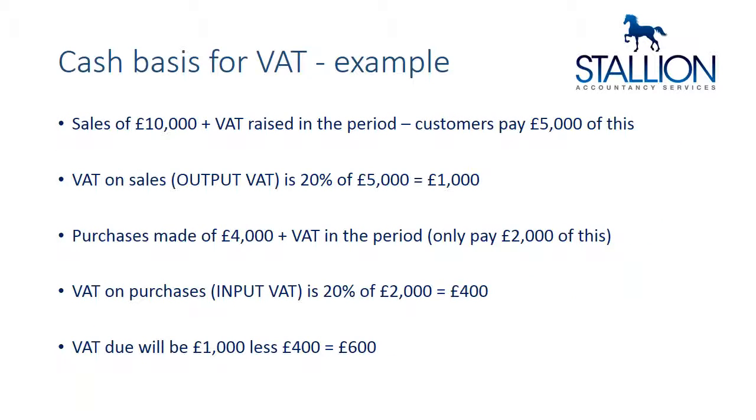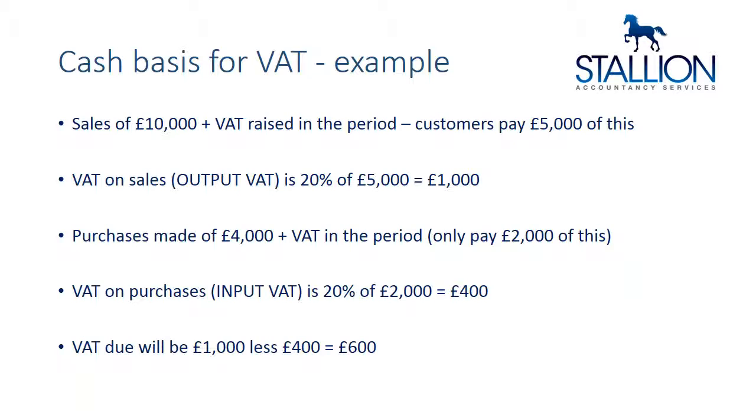So again, looking at an example, if you assume that you raise £10,000 plus VAT on your sales invoices in the period, and let's assume that your customers have paid 5,000 of these. Well, in the cash basis, the VAT due will be 20% of the amount paid, which is the 5,000. So your output VAT on your sales will only be 1,000.